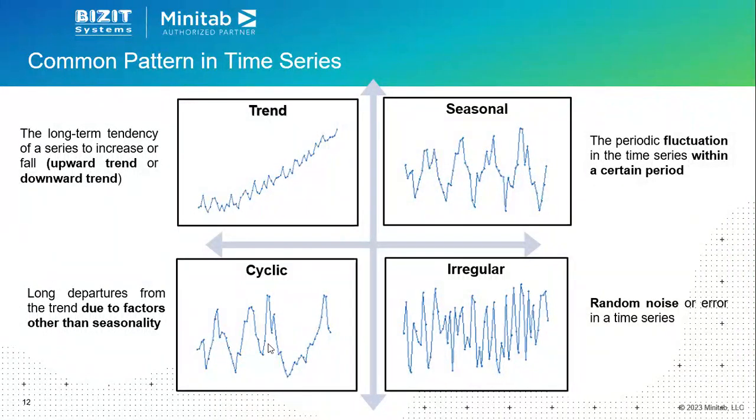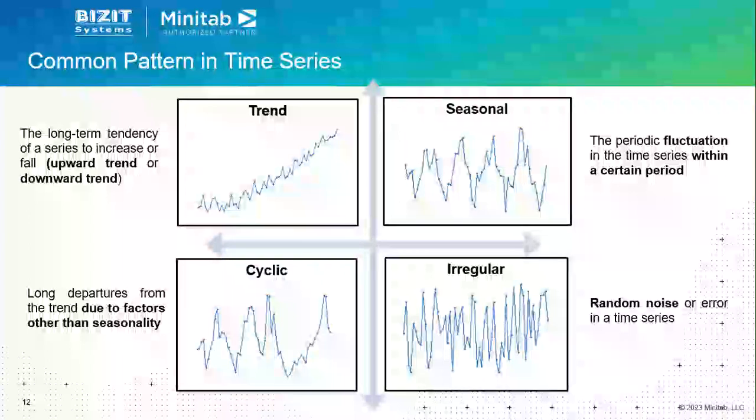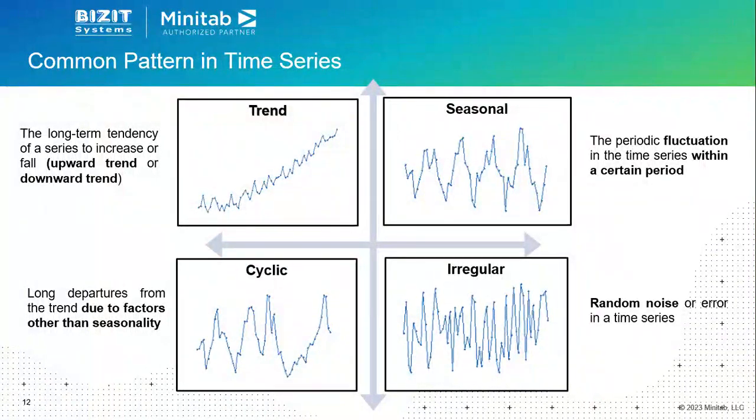And then another one we call cyclic. It is a long departure from the trend apart from seasonal. Basically people are confused about seasonal and cyclic, but for cyclic actually there is no fixed period. Whether it can be monthly or maybe quarterly or something like that, it does not have a fixed time for the cyclic. And then another one is what we call irregular or random.